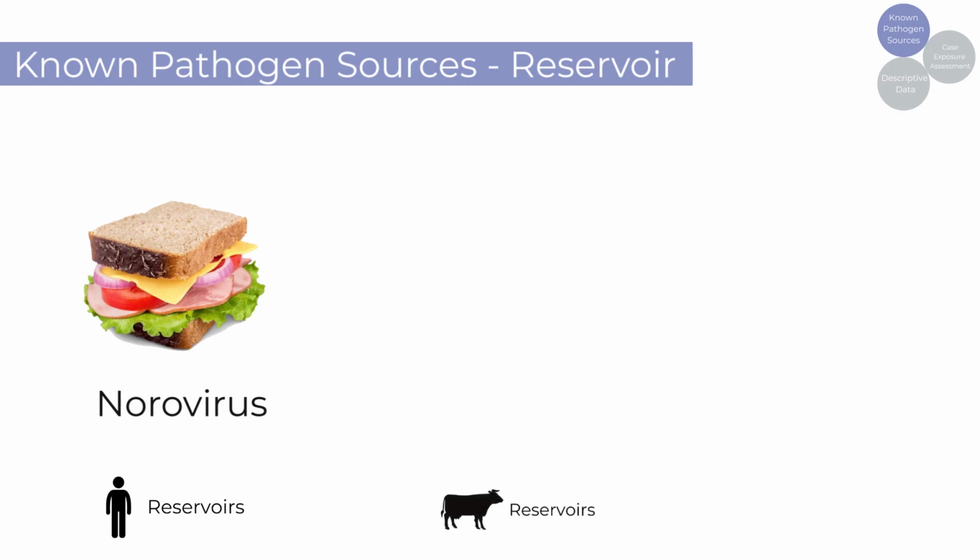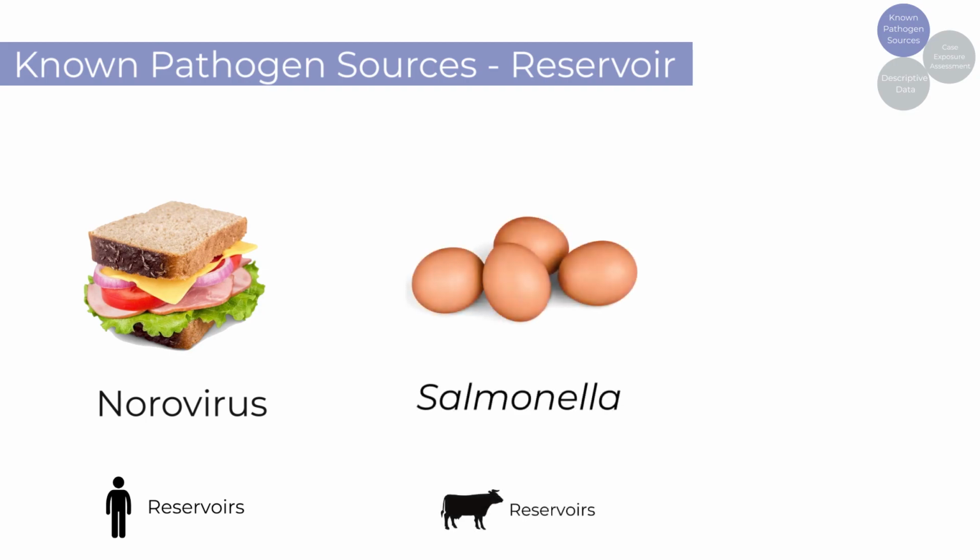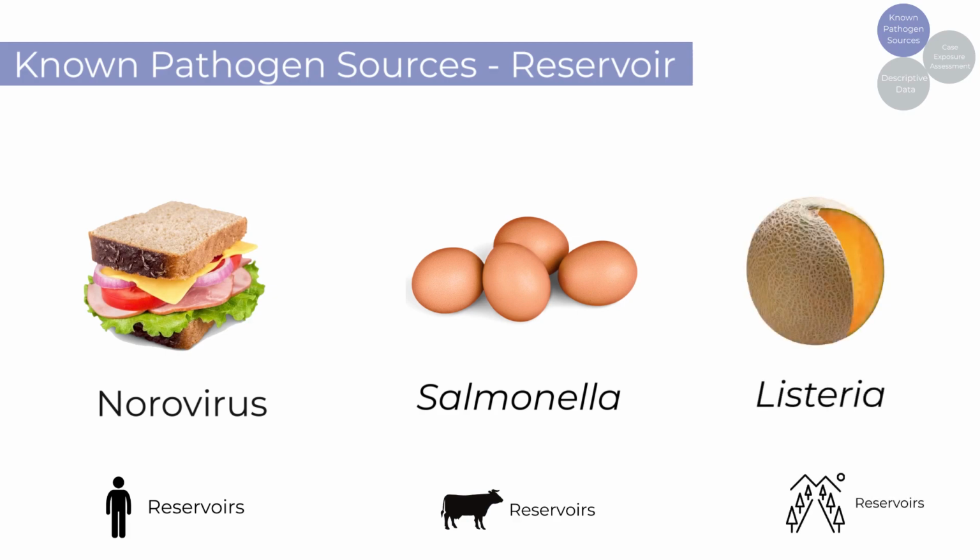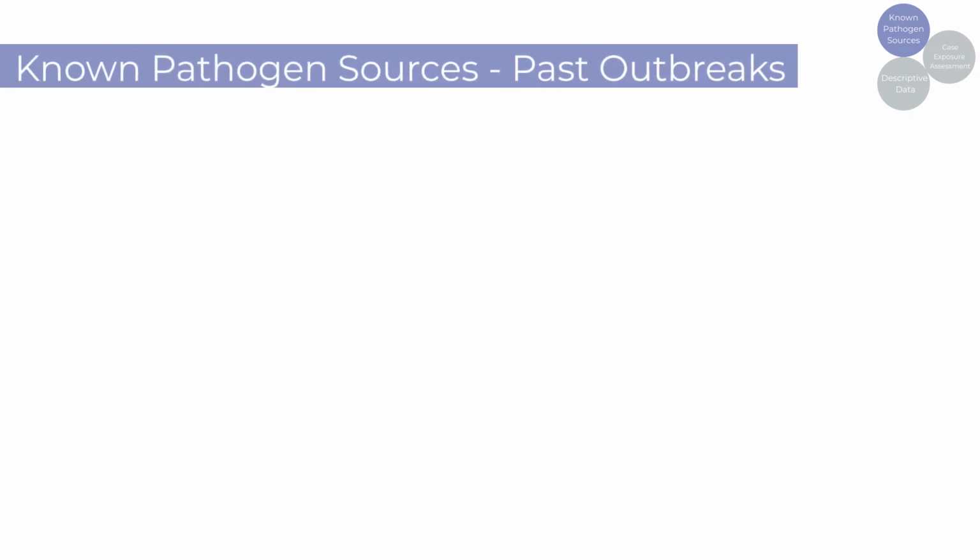Pathogens with animal reservoirs, like salmonella, are commonly associated with food sources of animal origin or foods that have been contaminated by animal feces during production. Whereas pathogens with environmental reservoirs, like listeria, are commonly associated with foods that can become contaminated by soil or water. Past outbreaks can suggest common food pathogen pairs.